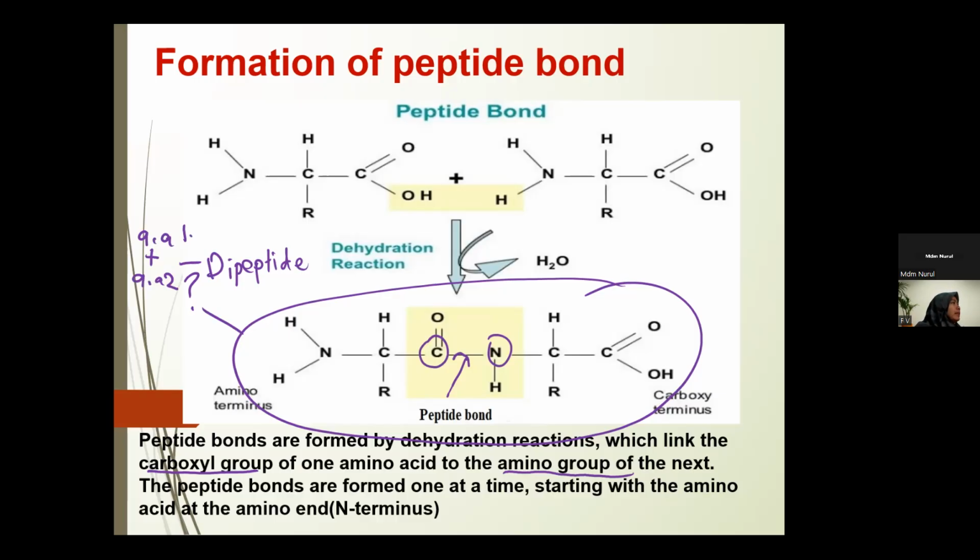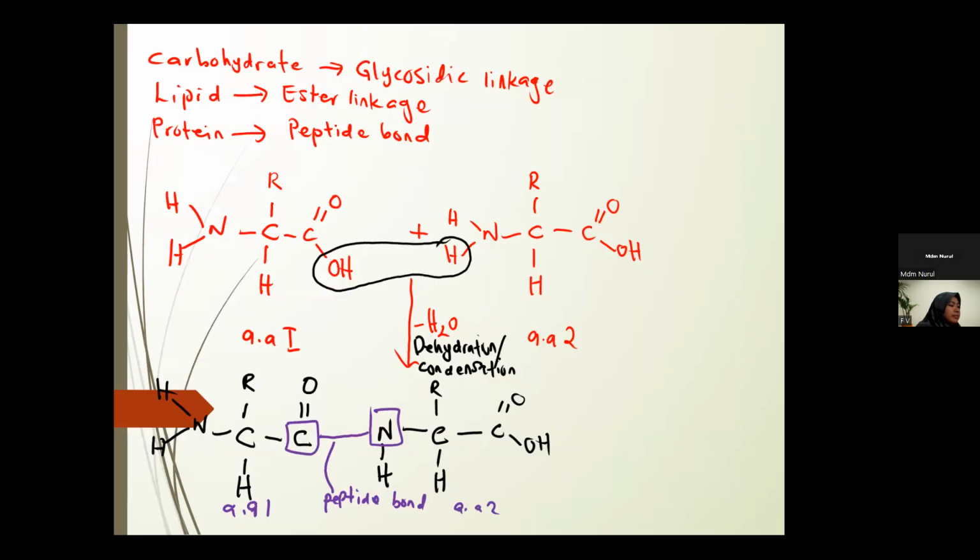Okay, am I too fast? Okay. Okay, done? Okay, proceed. Alright, so this is dipeptide. Okay, alright, later on you can refer back and copy if you want to.